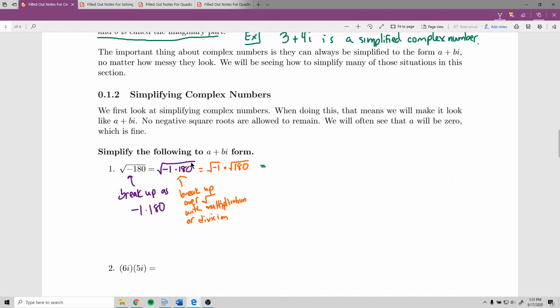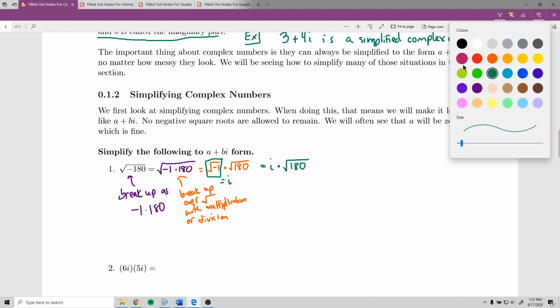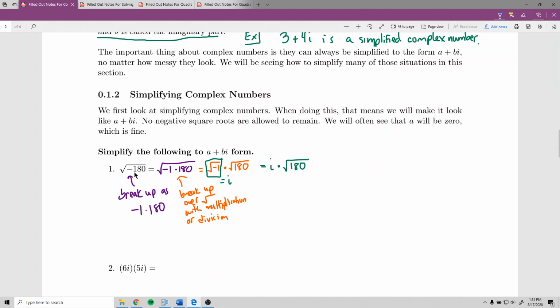And now the reason why we like to break it up like that is the square root of -1. This is what we called i. And we can't simplify the square root of 180 yet, but we'll just leave it alone for a second. The one thing I think this part is going to teach: anytime you have a negative number in a square root, you can get rid of the negative sign as long as it becomes an i on the outside. So you don't have to go through all these steps if you remember that, but it's not a bad idea to practice these steps.